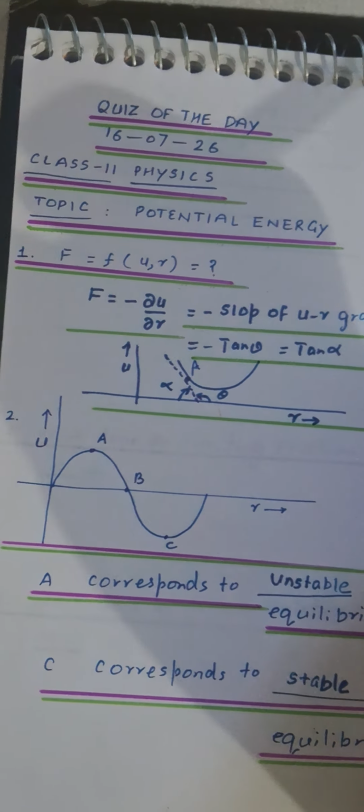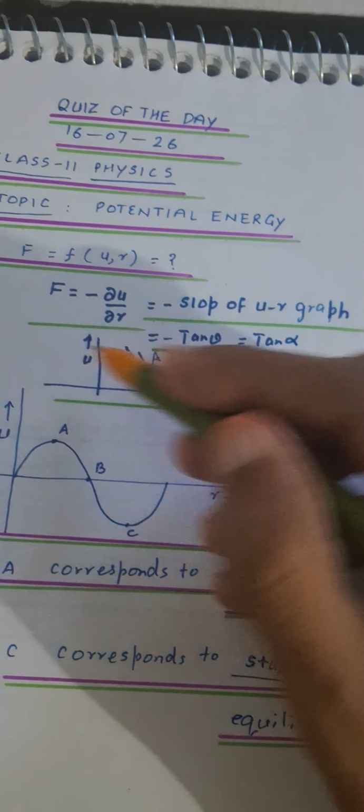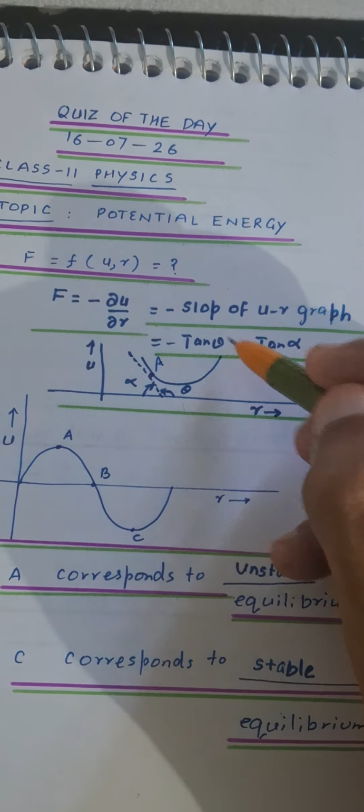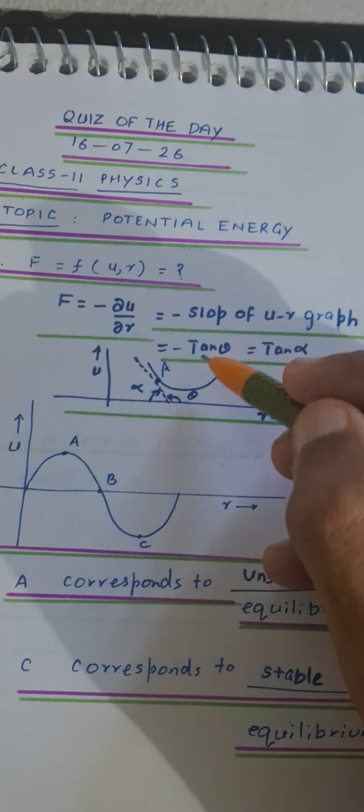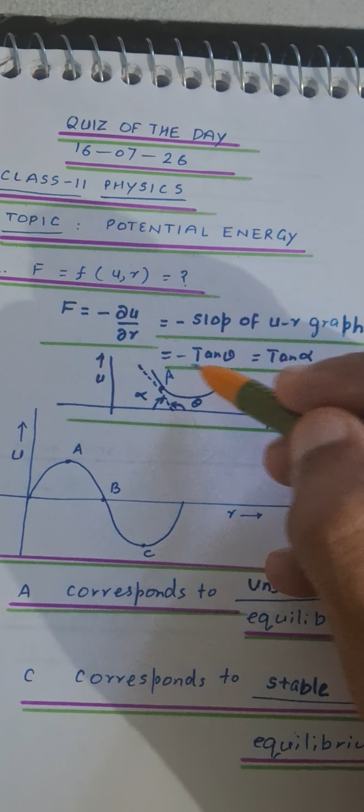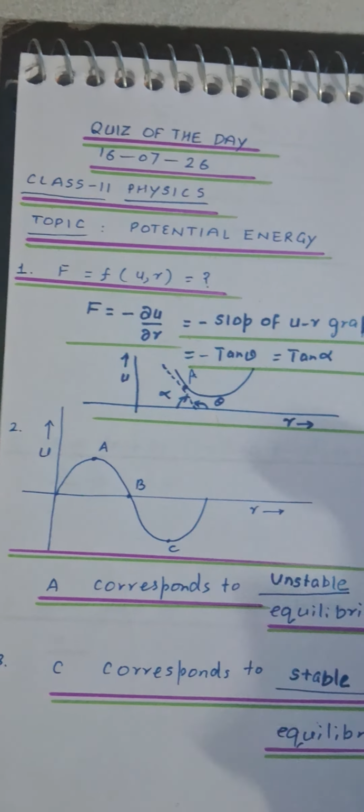So by the definition of slope of a tangent in calculus, we know the basic concept that the slope is either tan theta or minus tan alpha. So here minus is common, so that will make it minus tan theta or tan alpha.